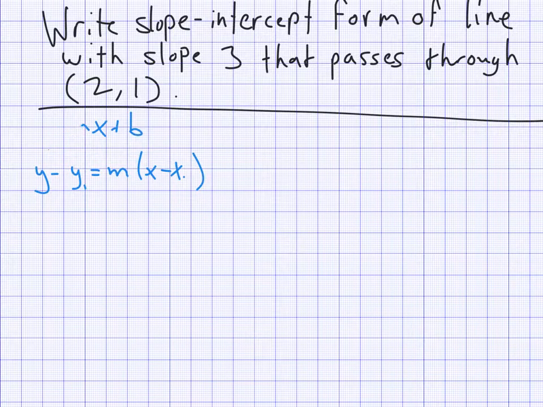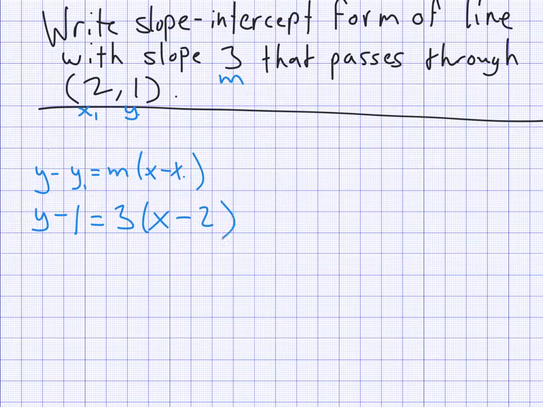Let me move this real quick. So in order to use this, we need our m and a point. We already said this is our m, the 3. Our point is x1, y1, so I'm going to label this point here, x1, y1. So now you can see what we're going to plug into this formula. We're going to have y minus y1, which is 1, equals m, which is 3, that's our slope, times x minus x1, which is 2.